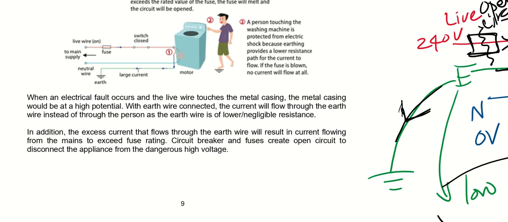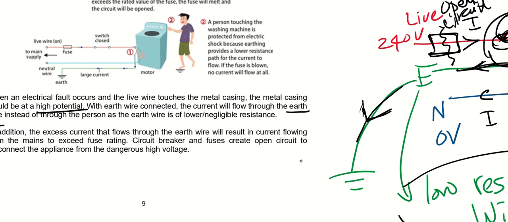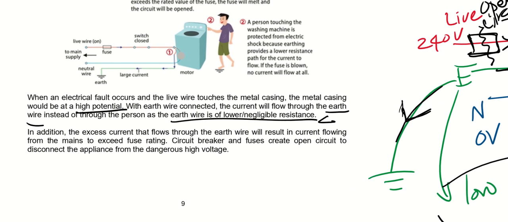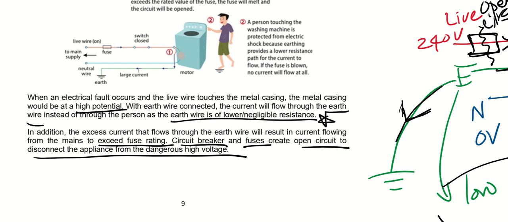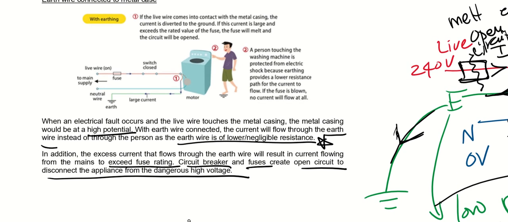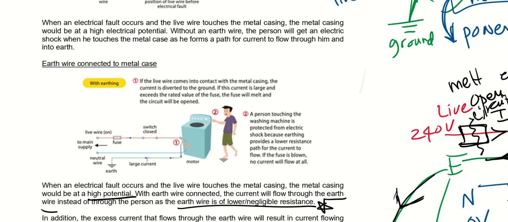When an electrical fault occurs and the live wire touches the metal casing, it will be at a high potential. With the earth wire connected, the current will flow through the earth wire instead of through the person, as the earth wire is of negligible resistance. This is important. In addition, the excessive current that flows through the earth wire will result in current from the mains exceeding the fuse rating. So the circuit breaker or the fuse will then create an open circuit to disconnect the appliances from the dangerous high voltage. So that is the reason why we have an earth wire when we have appliances that have metal casing.